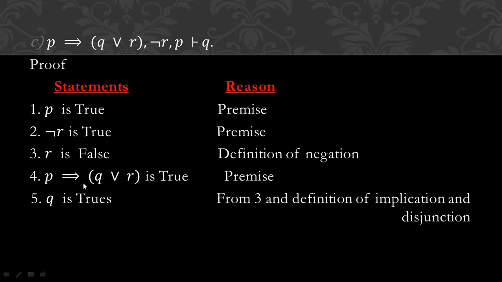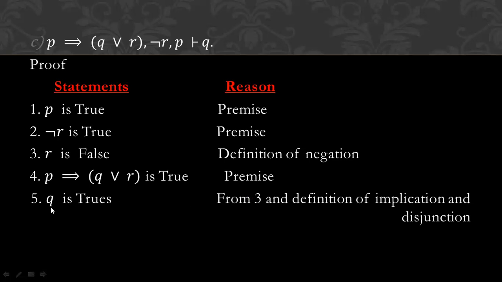So for this logical implication to be true, if the hypothesis, that P is true, holds, then Q or R must be true. But R is false, so the only option is that the truth value of Q must be true. That is why Q is true, from step 3 here and the definition of implication and disjunction.